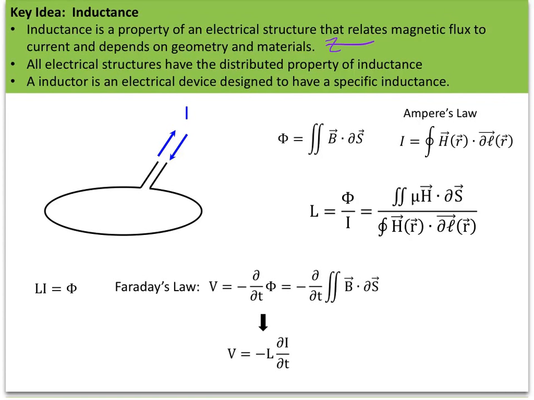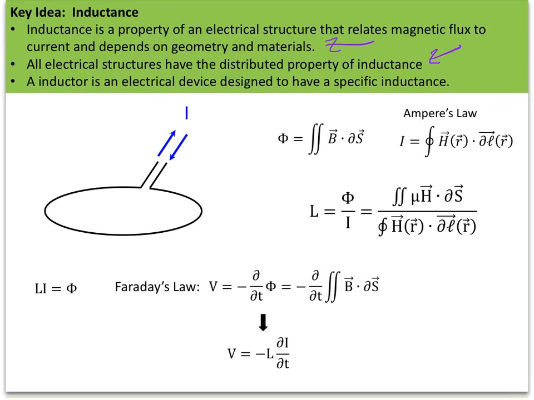And just like resistance and just like capacitance, it doesn't depend on the magnetic flux or the current. Instead, it depends on the geometry and the materials that the structure is made out of. And just like with capacitance and resistance, it turns out that all electrical structures have inductance, which is a distributed property that's dependent on the geometry of the structure.